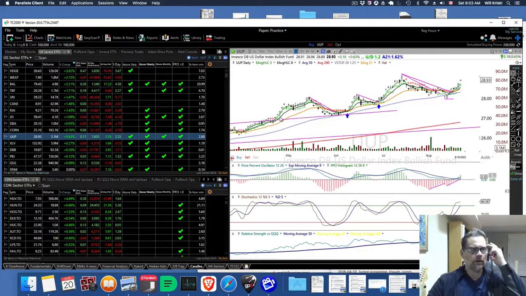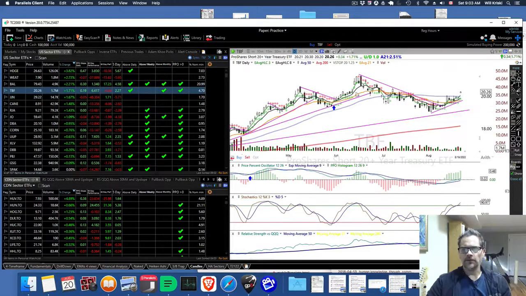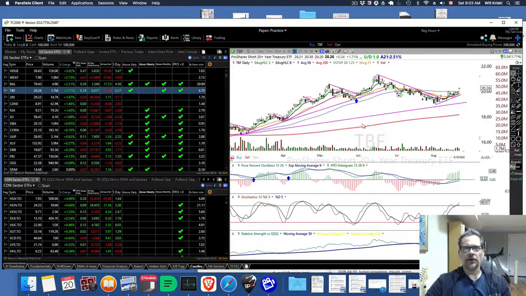And another one is TBF. You can see that's 1.7. So this is mimicking the interest rates of the 20-year yield. TLT would be your bond fund, which goes opposite of the interest rates, but TBF is in the same direction as interest rates.